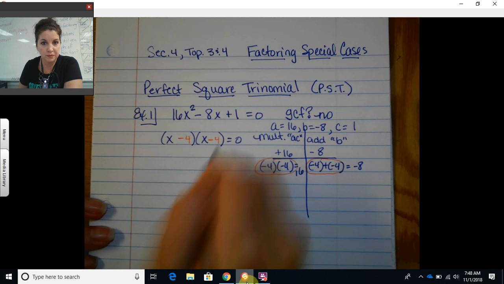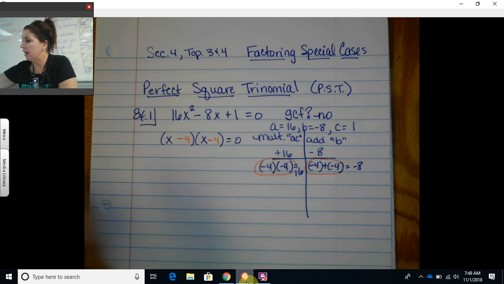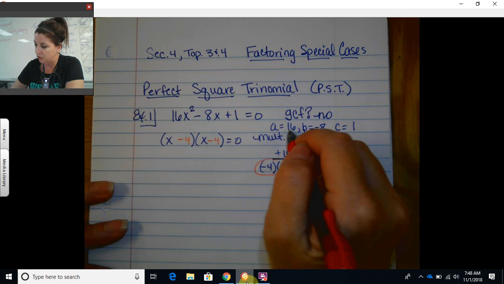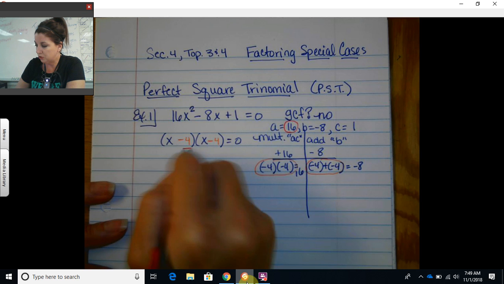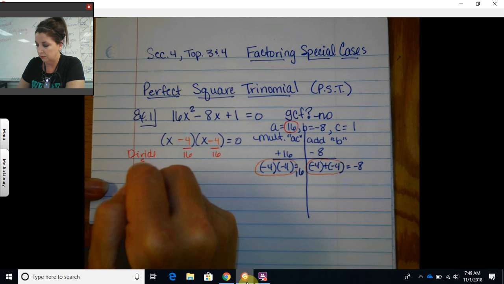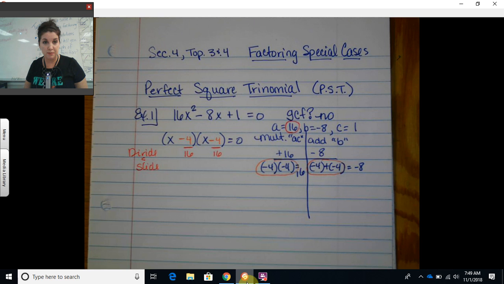And then, of course, we have to do the old divide and slide by whatever A is from the t-chart. So we're going to try to divide or slide, in this case, by 16. They're both identical, so we're going to do the same thing. Are we going to be able to divide evenly? No. You can divide, but not evenly. You don't want decimals, okay? So if it's not a divide, then you have to slide.